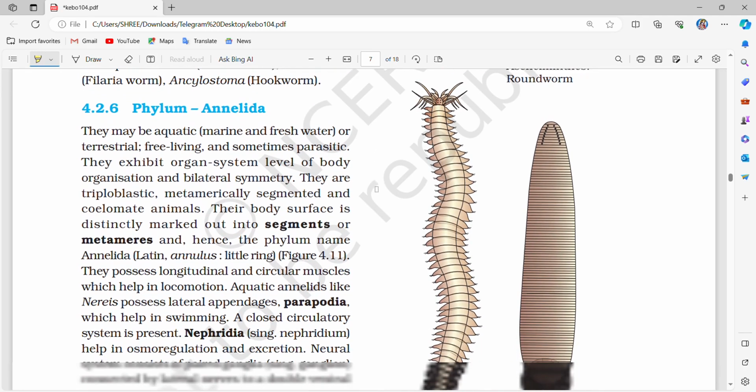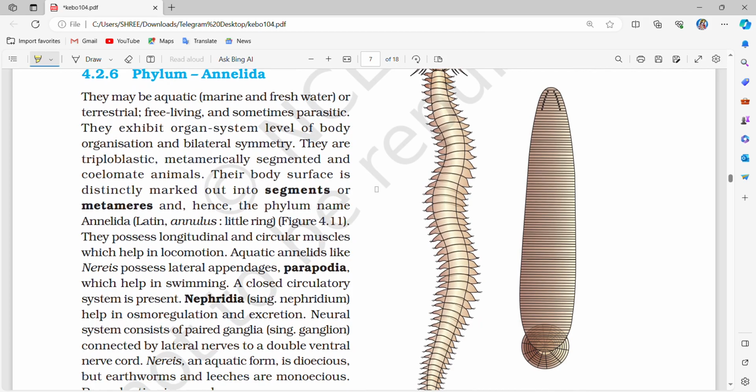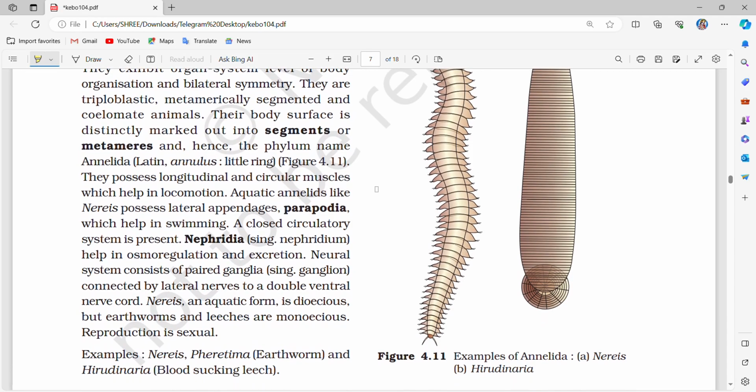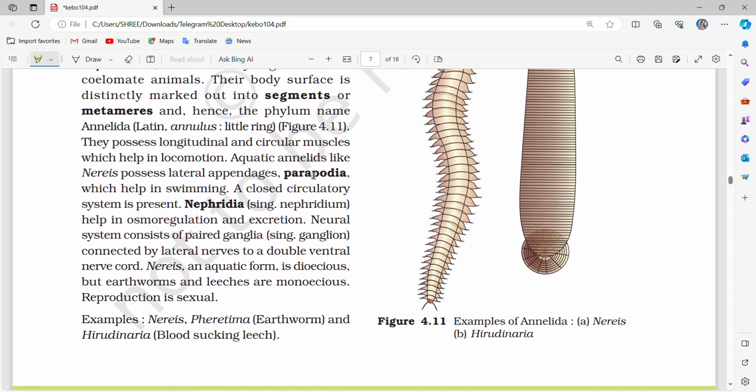4.2.6 Phylum Annelida. They may be aquatic, marine and freshwater, or terrestrial, free-living, and sometimes parasitic. They exhibit organ system level of body organization and bilateral symmetry. They are triploblastic, metamerically segmented and coelomate animals. Their body surface is distinctly marked out into segments or metameres and, hence, the phylum name Annelida, Latin, annulus, little ring, figure 4.11. They possess longitudinal and circular muscles which help in locomotion.